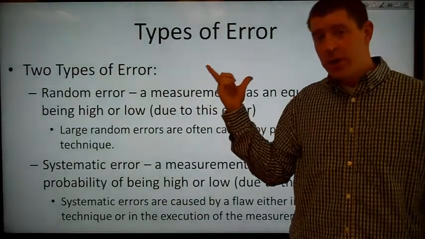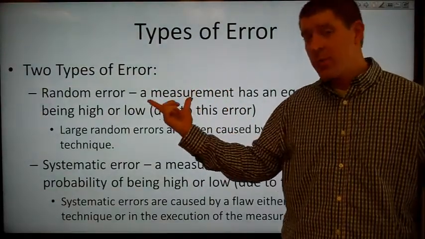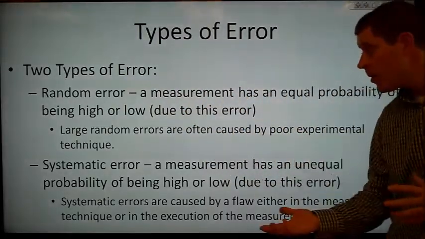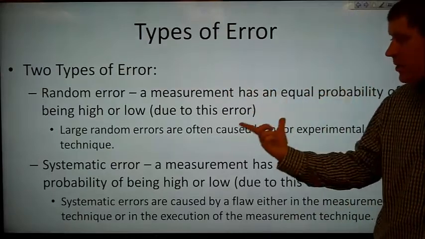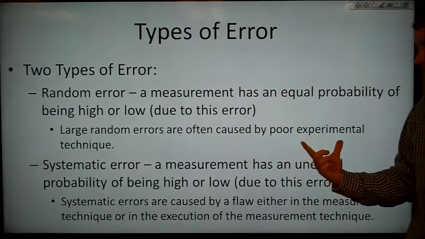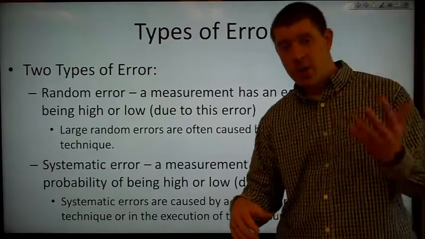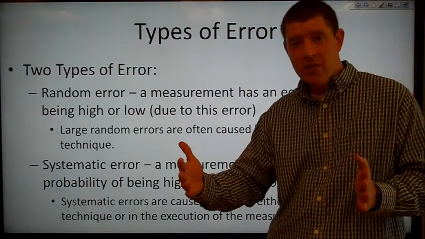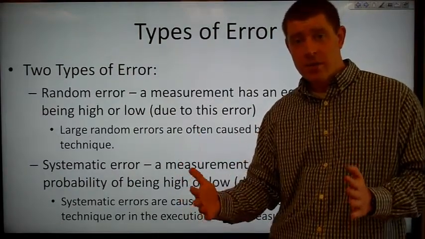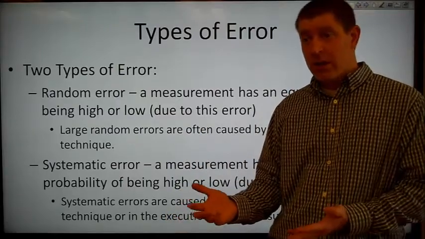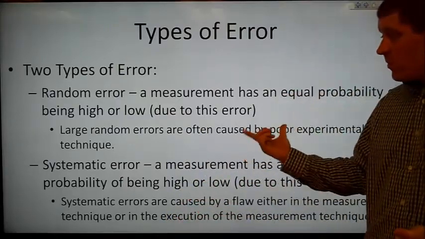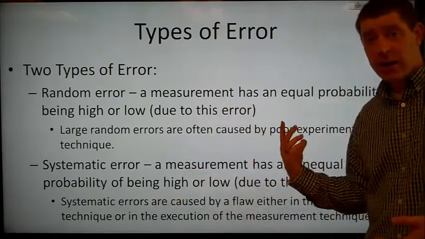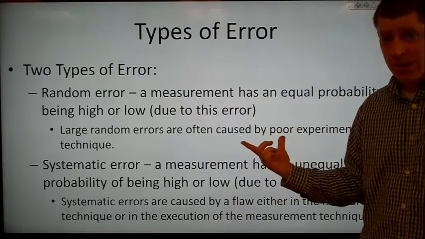There are 2 different types of error that come about. One type is random error, which is a measurement has some equal probability of being too high or too low because of this error. So large random errors are often caused by poor experimental technique. So if I ask my daughter, who is 3, to go and measure the length of a pencil, let's say, she's going to be giving me wildly different values. But she's not going to be always giving me values that are too low or too high. She's just not very careful with how she measures things.